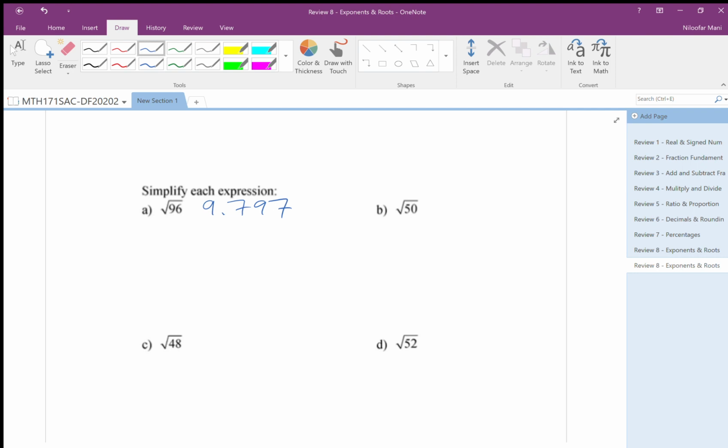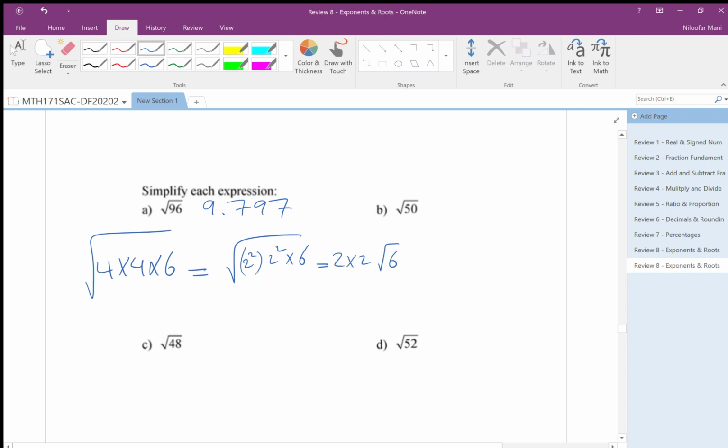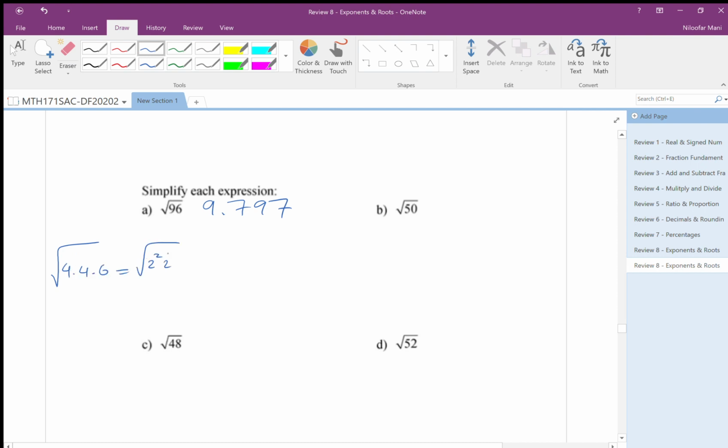Okay, so what did I say? Divide 96 by 4. And then divide by 4 again. Okay, so what happened? It's 4 times 4 times 6, which is 2 squared times 2 squared times 6. Can I bring 2 out? Yes. Can I bring 2 out? Yes. How about 6? No. Okay, so I make it smaller maybe. So it's 2 times 2 radical 6, which is 4 radical 6.